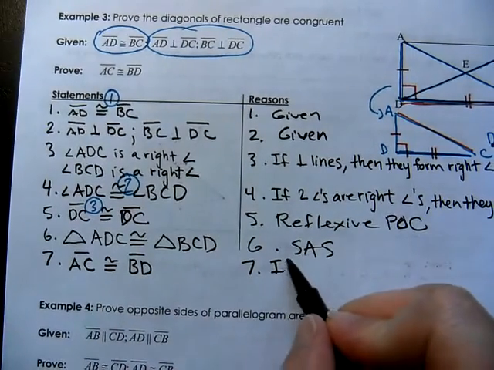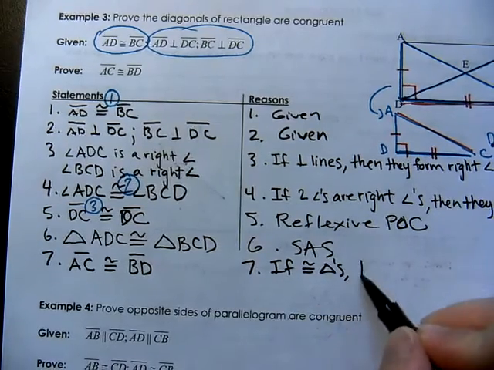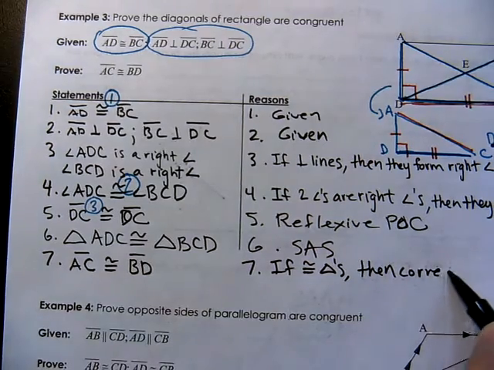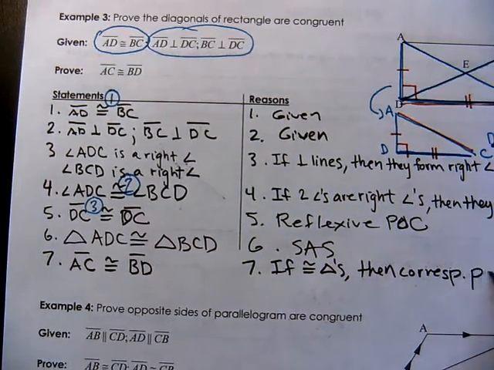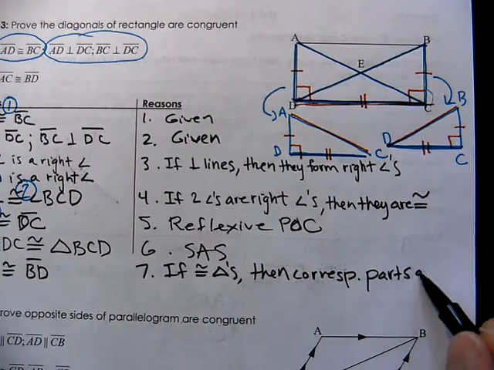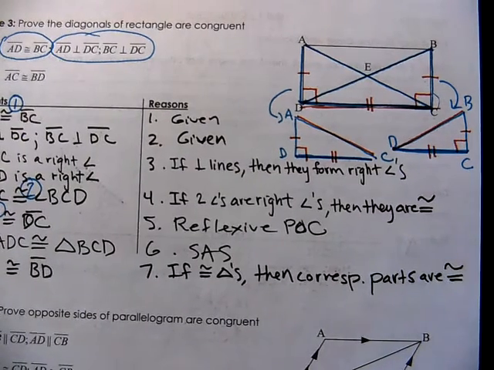because if congruent triangles, then corresponding parts are congruent. So we ended up doing that in 7 steps altogether. We could have pushed it down to 6, but that would have been as short as it could have been.